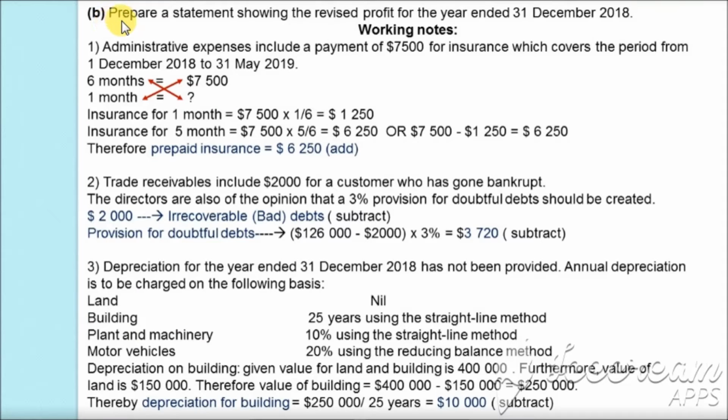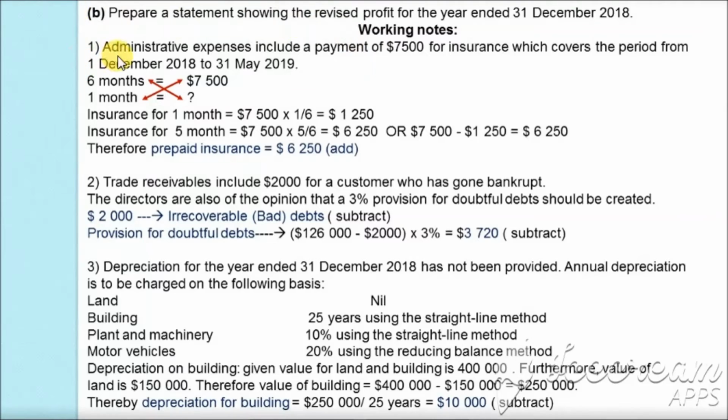In part B of the question, we are asked to prepare a statement showing the revised profit for the year ended 31st December 2018. So, for making this statement for revised profit, we are going to do all the calculations given in the adjustments, which were not taken into consideration when the draft profit was calculated. First, let's do the working and then we'll make the statement.